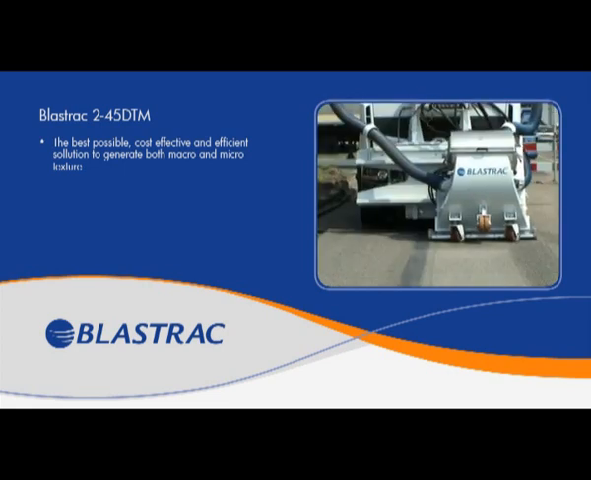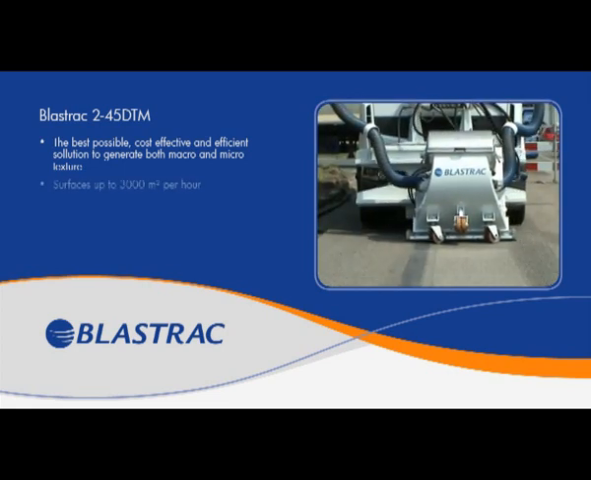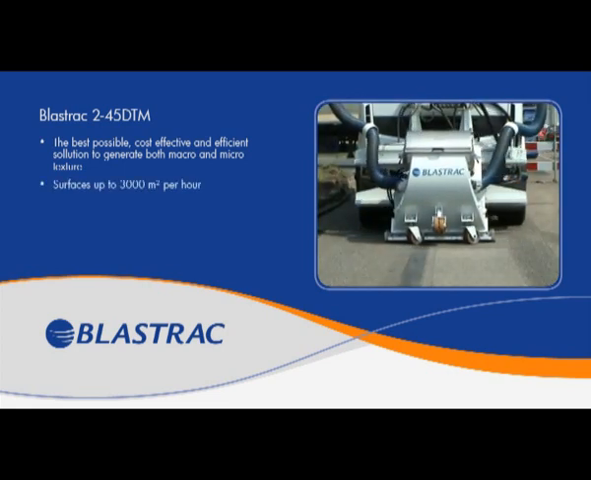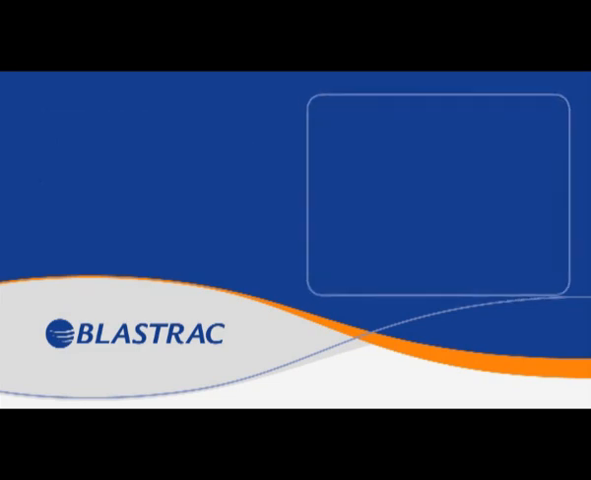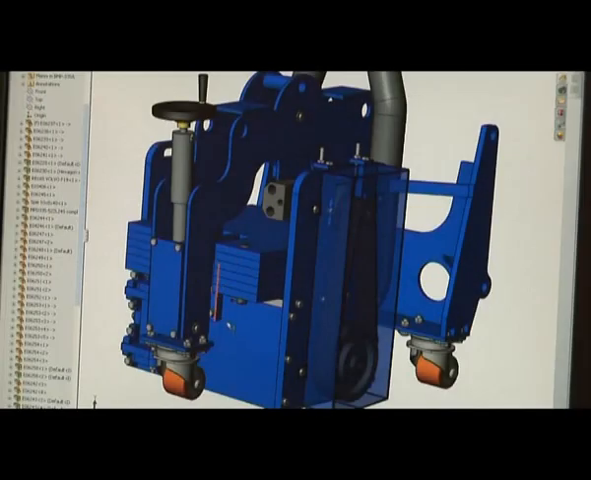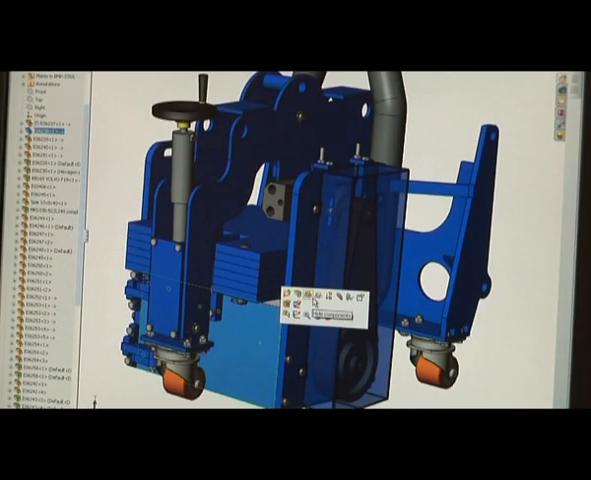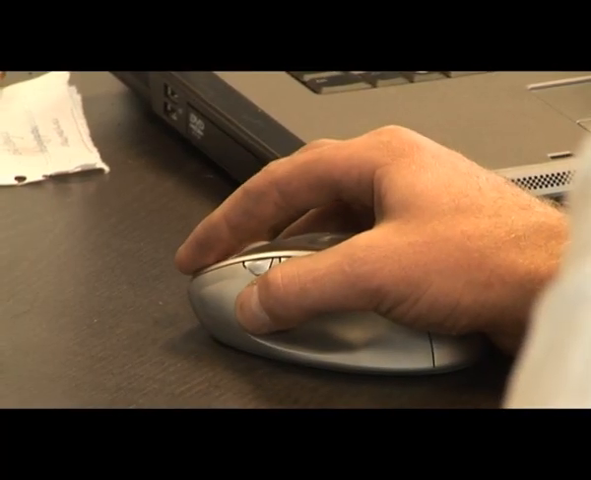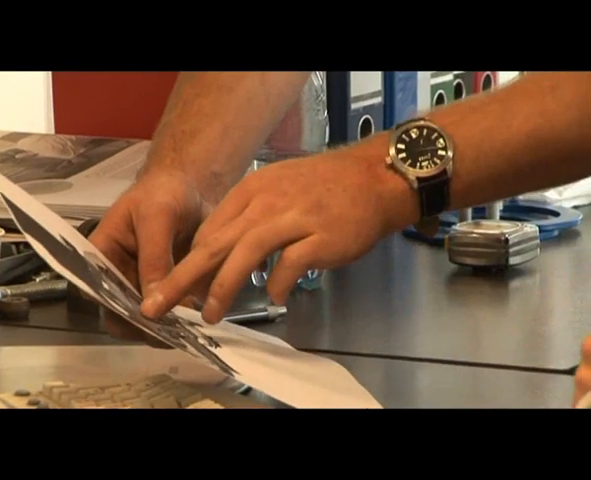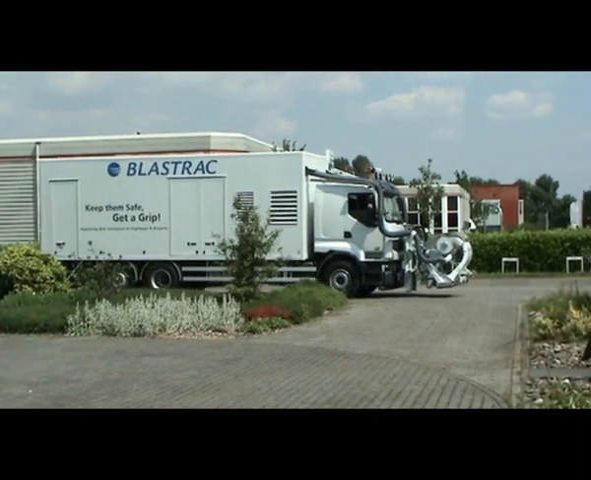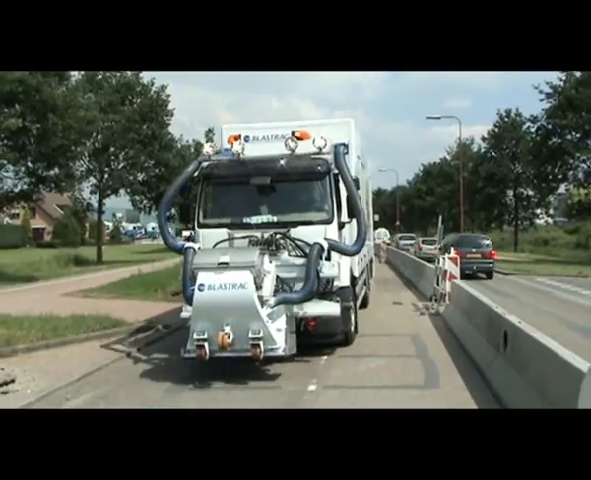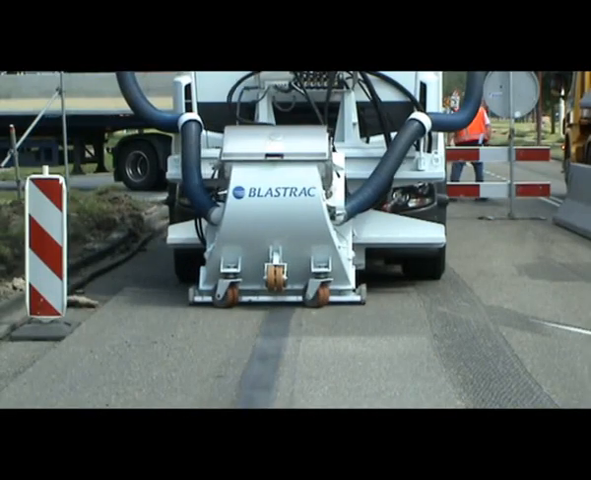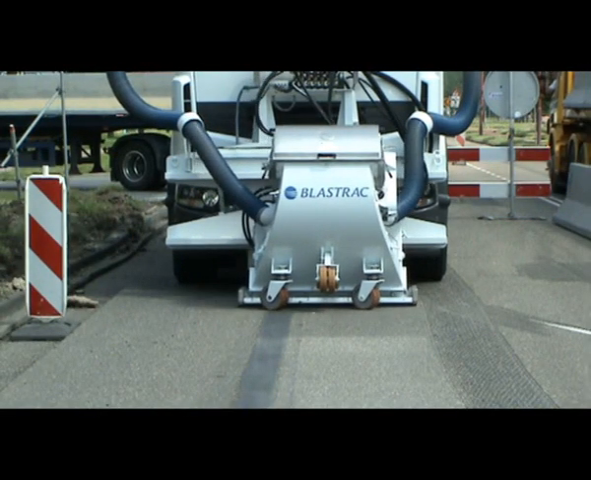Because of its high performance and reliability, it is possible to treat a surface of up to 3,000 square meters per hour on roads and runways. Our continuous research and development, our strong partnership with the key players on the global markets, and the use of the best possible parts, equipment, and latest technology ensures that our Blastrac 2-45 DTM will always have the most reliable and best possible performance.